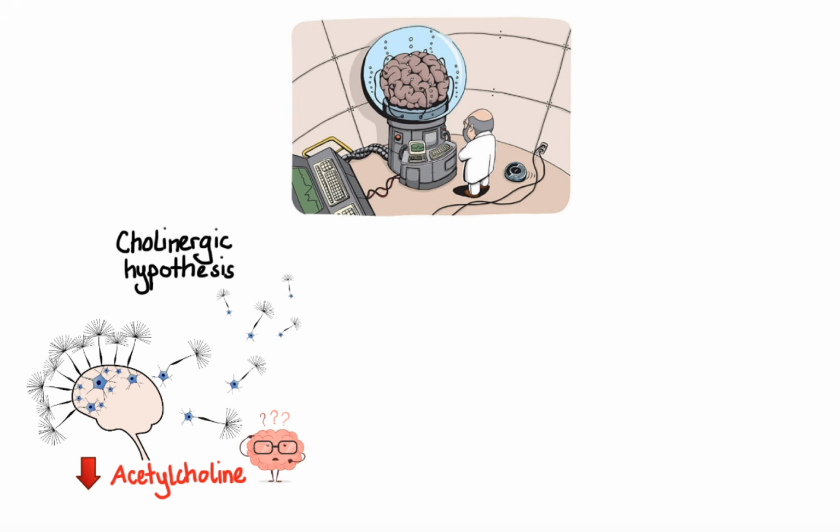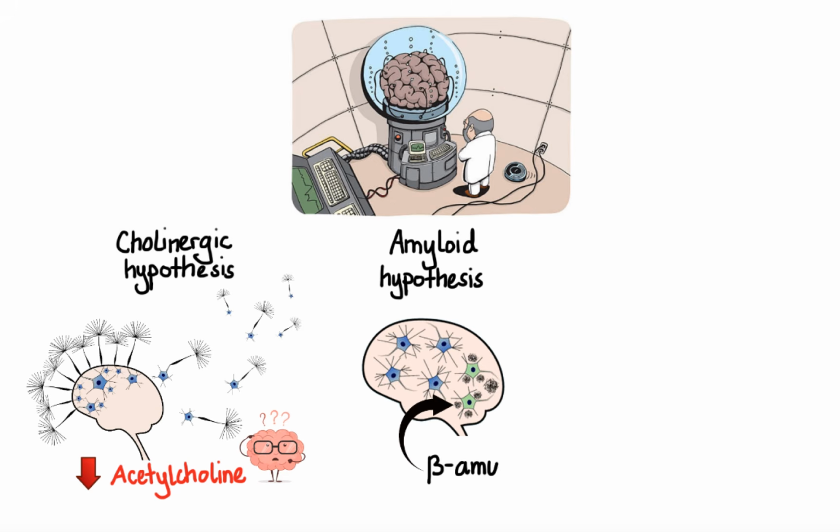At number 2, we have amyloid hypothesis, which states that Alzheimer's may be caused by accumulation of abnormally folded beta amyloid proteins. Beta amyloid is a metabolic waste product present in the fluid between brain cells. In Alzheimer's disease, beta amyloid clumps together to form amyloid plaques, which are thought to induce neuroinflammation and disrupt communication between neurons.